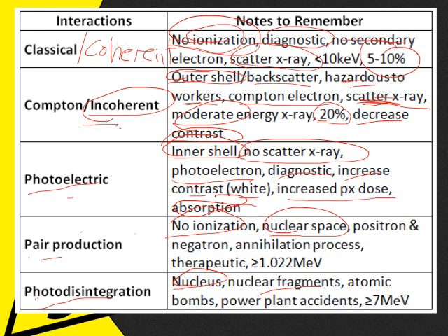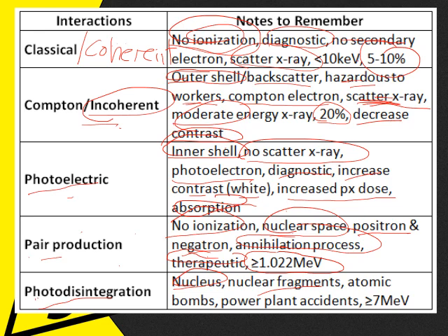So, sa pair production naman, walang ionization. Nangyari yung pag-split sa nuclear space. And the electrons produced are of opposite charges. We have the positively charged electron and the negatively charged electron. The opposite of pair production is annihilation process. Usually, nangyayari siya, actually, hindi naman siya therapeutic. Di ba? Pag sa PET naman kasi, diagnostic pa rin siya eh. And para mangyari yung pair production, we have to have at least 1.022 MeV energy of the incident X-ray.